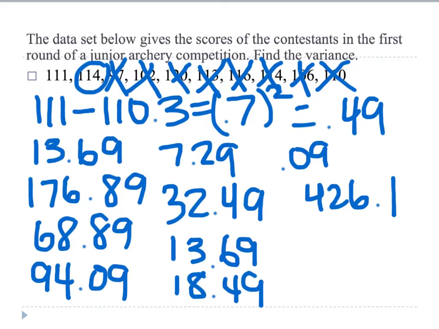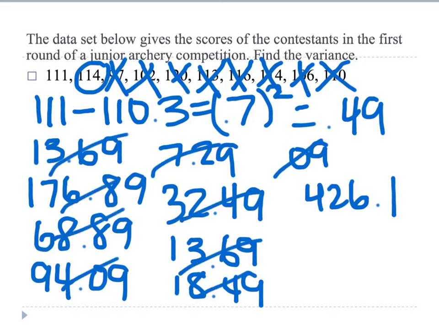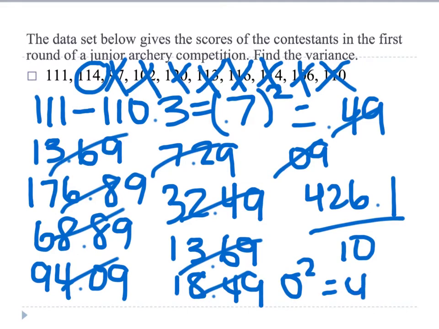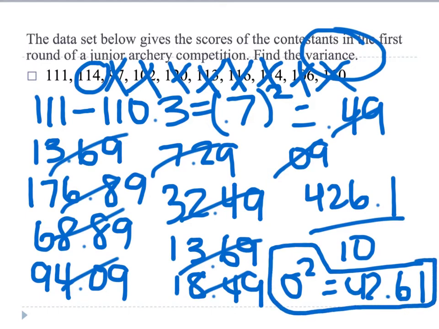We add those all up together, and we get 426.1, and there's 1, 2, 3, 4, 5, 6, 7, 8, 9, 10. So we divide it by 10, and our variance is 42.61. Now this one only asks for the variance, so we do not have to take the square root of it to get our answer. Our answer is 42.61.